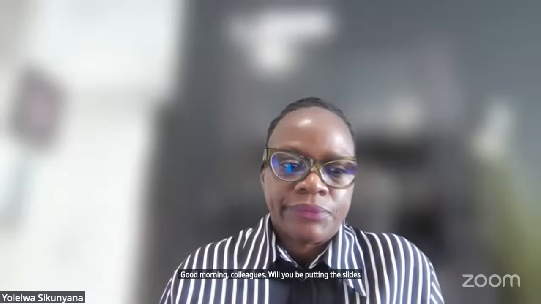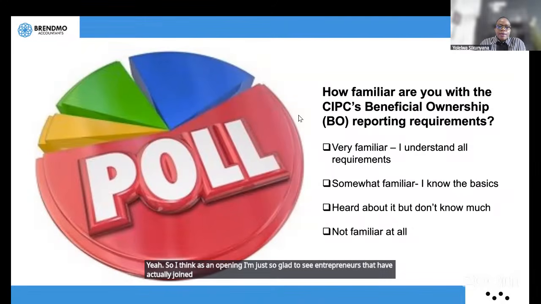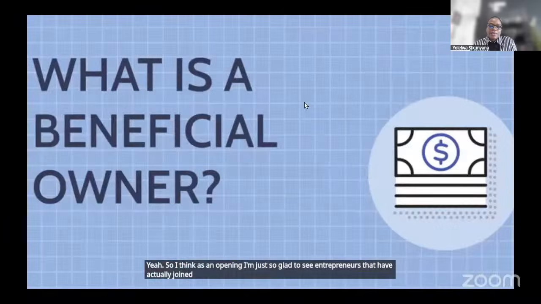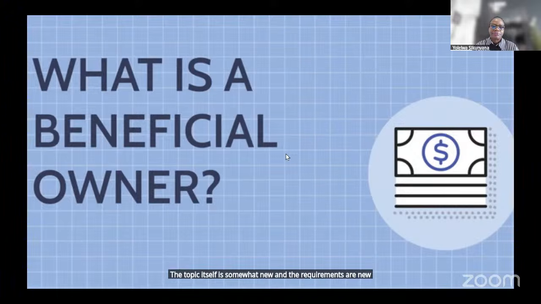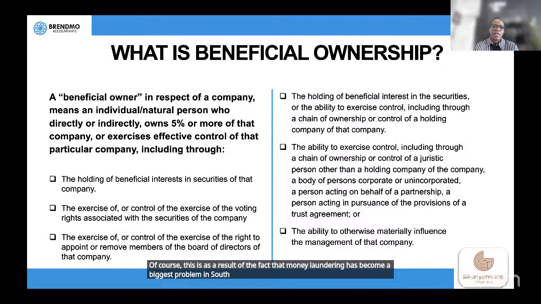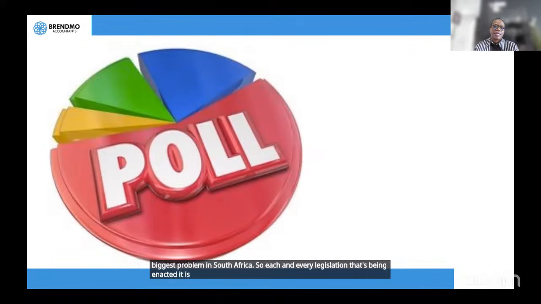As an opening, I'm just so glad to see entrepreneurs that have actually joined. The topic itself is somewhat new, and the requirements are new in South Africa. Of course, this is as a result of the fact that money laundering has become a big problem in South Africa. So each and every piece of legislation being enacted is trying to deal exactly with money laundering.